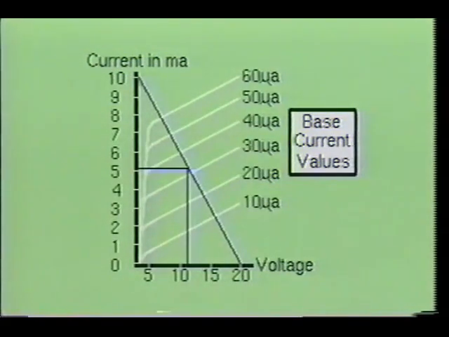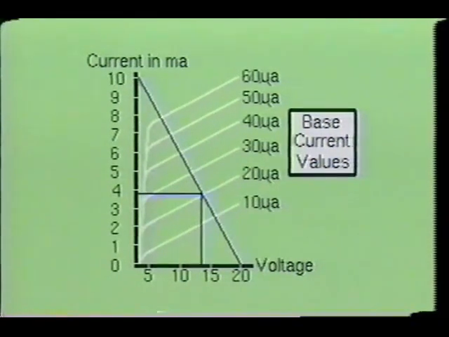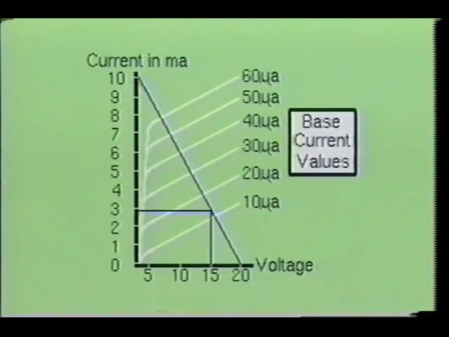When the input signal is applied, the base current will change, and this will result in the other two parameters changing along the DC load line. When the base current increases, the parameters will shift up the DC load line. And when the base current decreases, the other two parameters will shift down the DC load line.